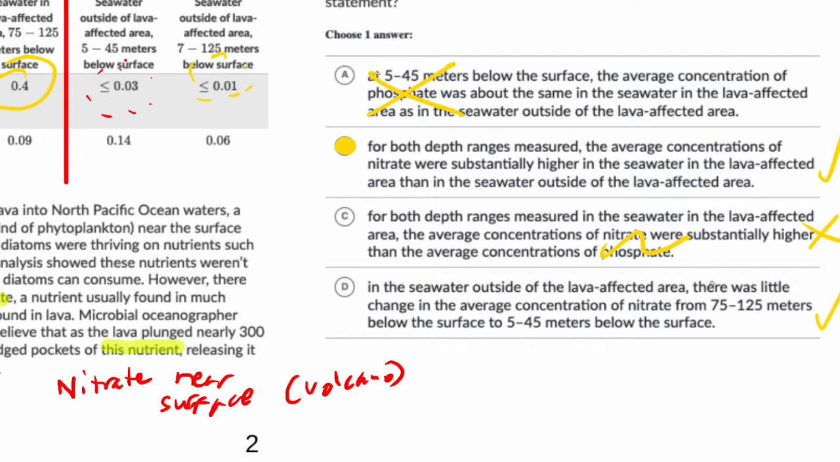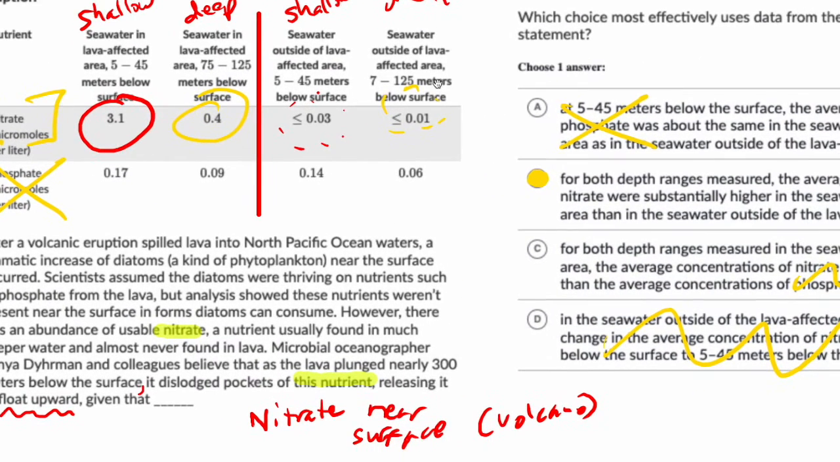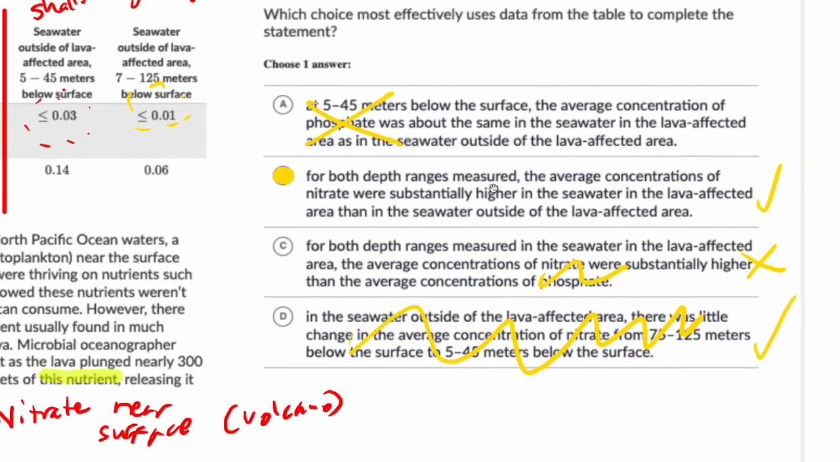What is D saying? There was little change. So first of all, D, I really just skimmed it earlier, just looking for nitrate versus phosphate. It's talking about the seawater outside of the lava affected area. That's not what we're looking for. We want to see the difference between the lava affected area and the lava unaffected area. And so the answer will be B.